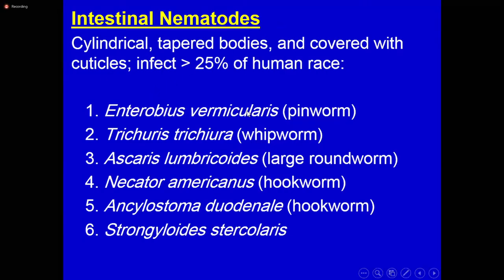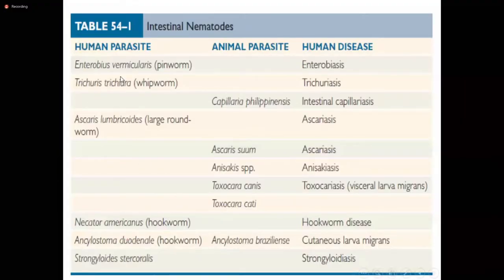These worms are Enterobius vermicularis, called pinworm. Trichuris trichiura, whipworm. Ascaris lumbricoides, large, long roundworm. Necator americanus, hookworm. Ancylostoma duodenale, again hookworm. These two are the hookworms, Necator americanus and Ancylostoma duodenale. And Strongyloides stercoralis, the last one.